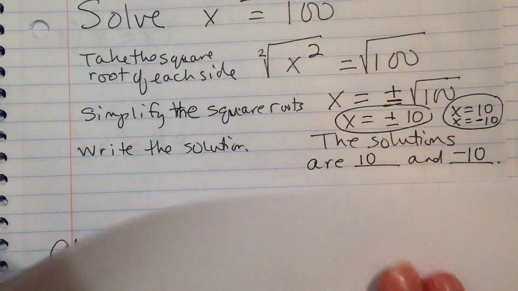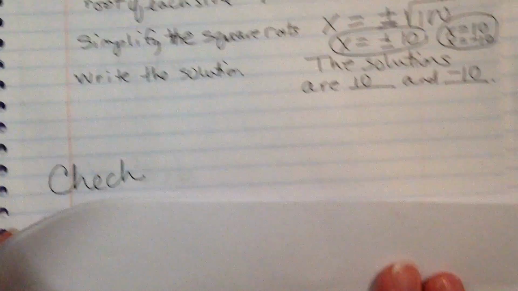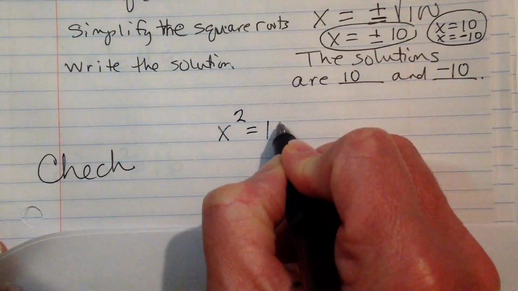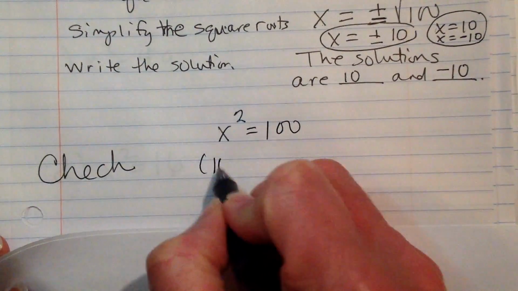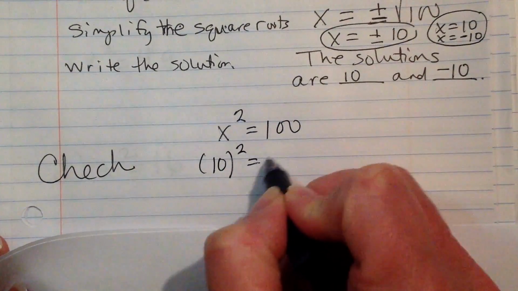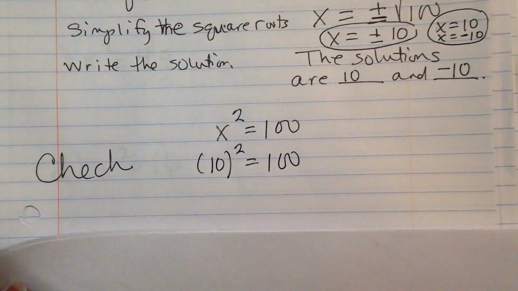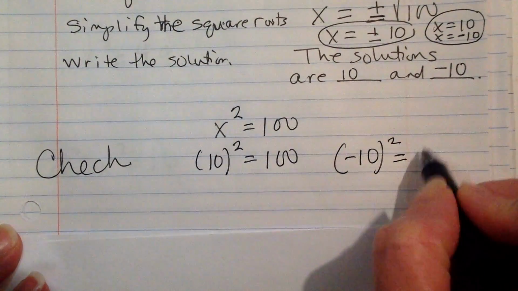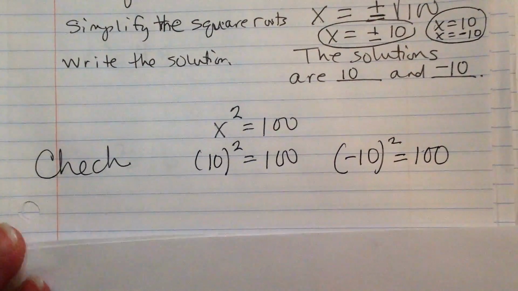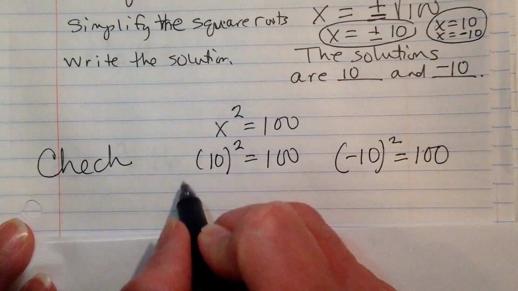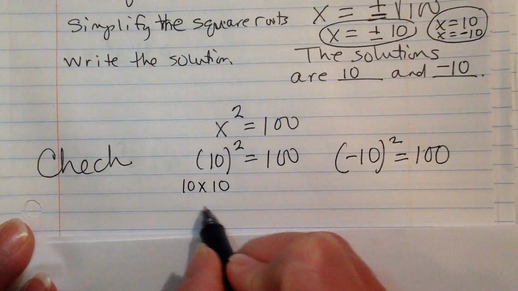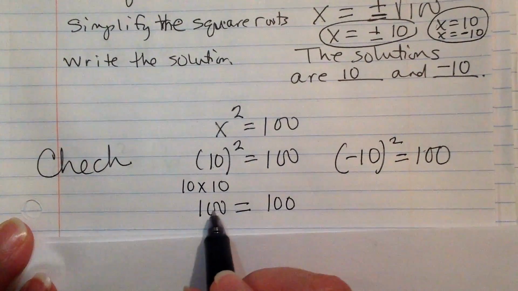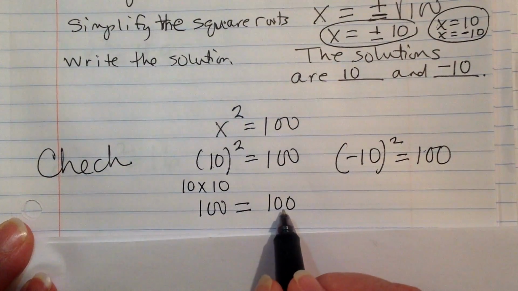Now, we could check that answer. You can check this problem by plugging back into the original problem. Plug 10 in for x, square it, see if the left side equals the right side, and let's plug in negative 10 and square it, and let's see if the left side equals the right side. Well, 10 squared is 10 times 10. 10 times 10 is 100. So therefore the left side does equal the right side.